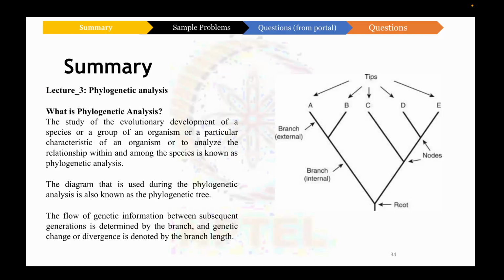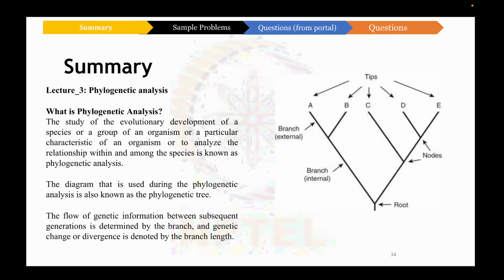So next we have branches. These represent the lineages or evolutionary paths connecting the nodes. The length of a branch is often proportional to the amount of evolutionary change that has occurred since the divergence from the common ancestor. So longer branches typically indicate greater genetic divergence or variance or a longer evolutionary time.